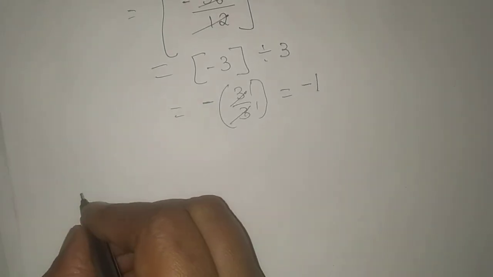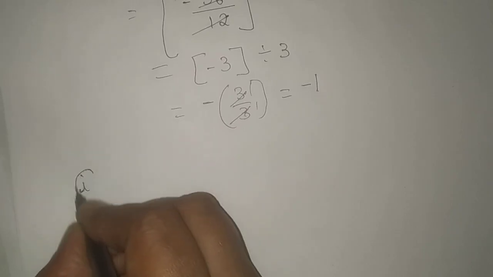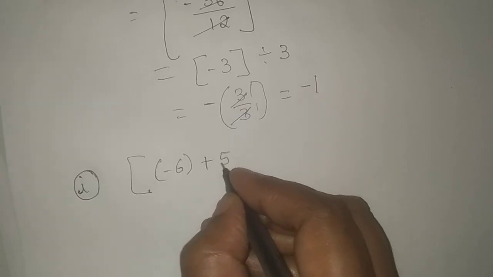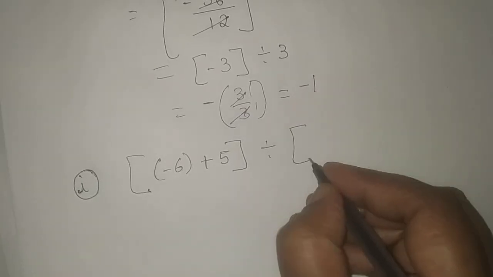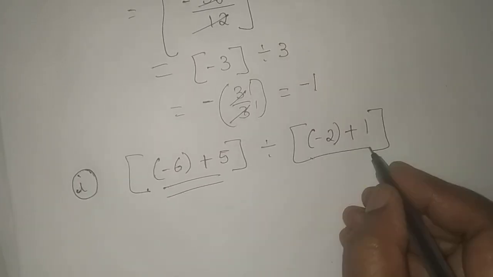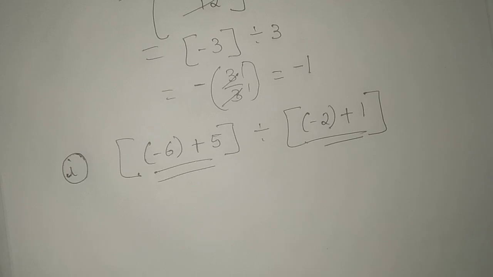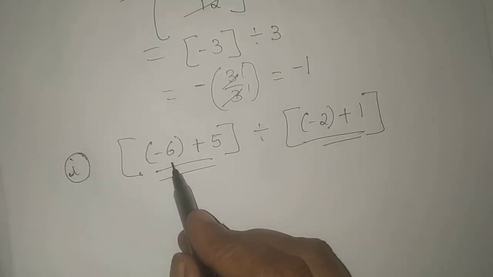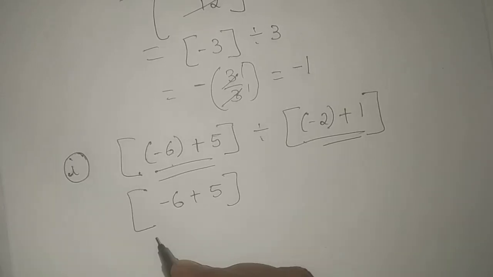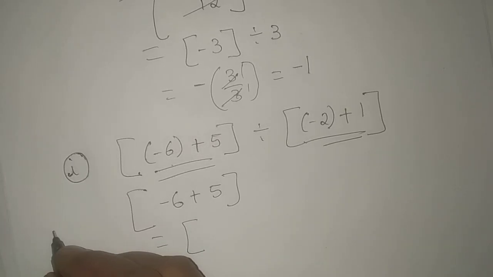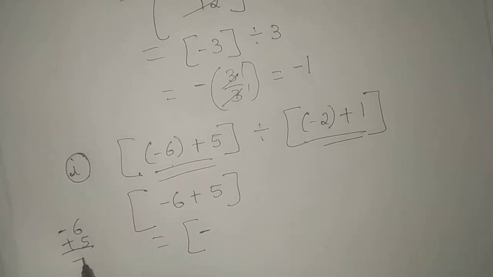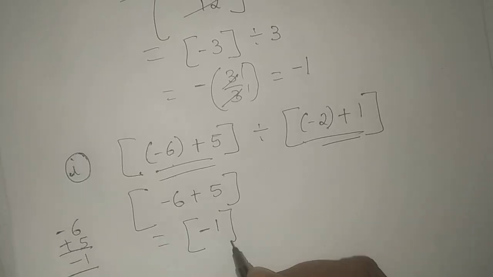Now I is minus 6 plus 5 divided by minus 2 plus 1. First we have to solve the expression inside the bracket, then divide it. So we'll see first this one, minus 6 plus 5, which is equal to minus 1. Like this, minus 6 plus 5 is minus 1. Minus 1 is the answer.